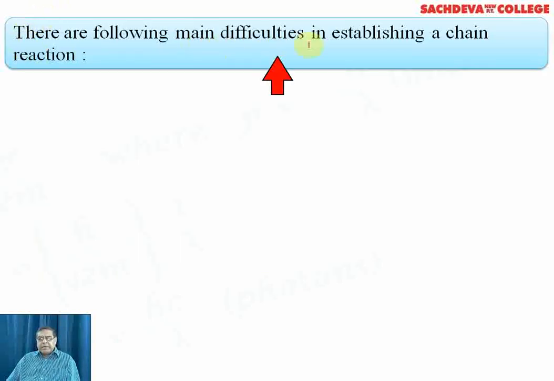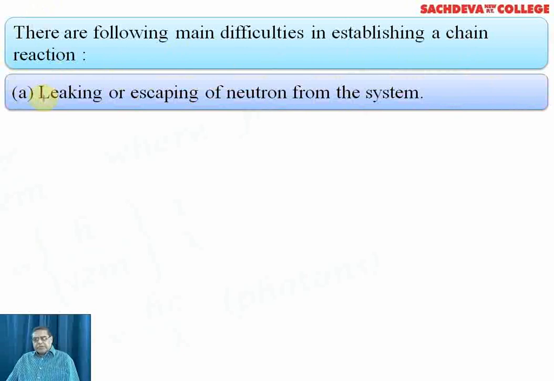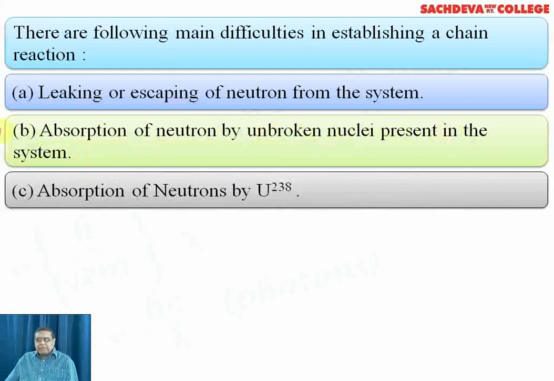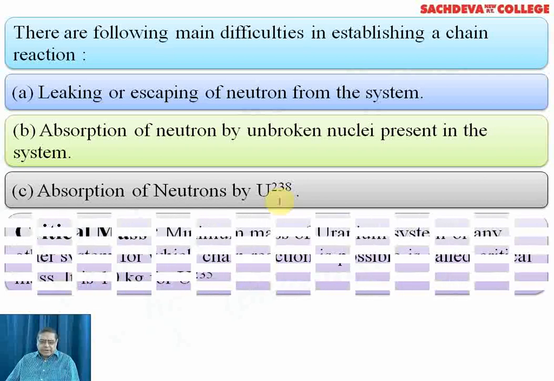There are the following main difficulties in establishing a chain reaction. In the chain reaction, leaking or escaping of neutrons from the system is possible. Then absorption of neutrons by unbroken nuclei present in the system. And another thing is absorption of neutrons by uranium-238. These are some important difficulties which are difficult to overcome.